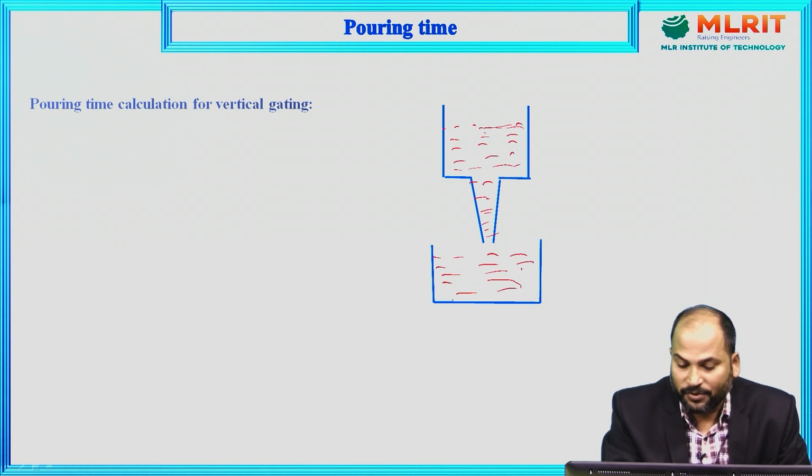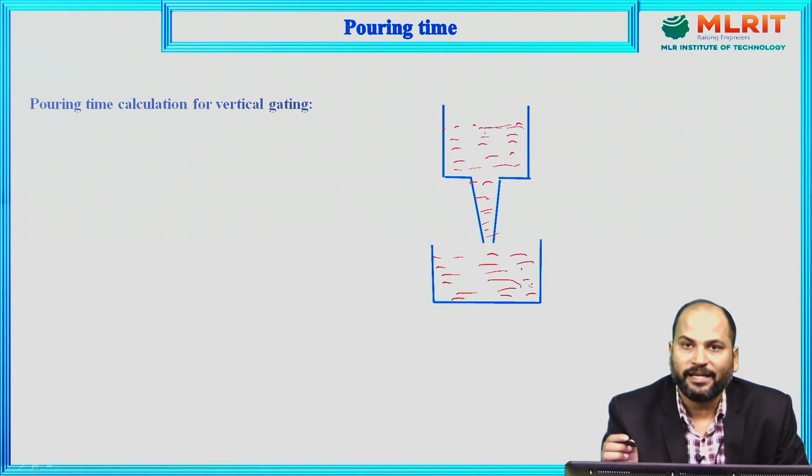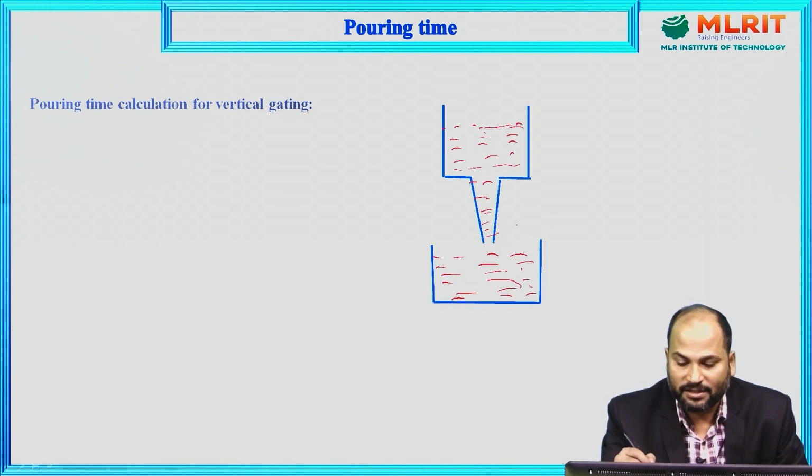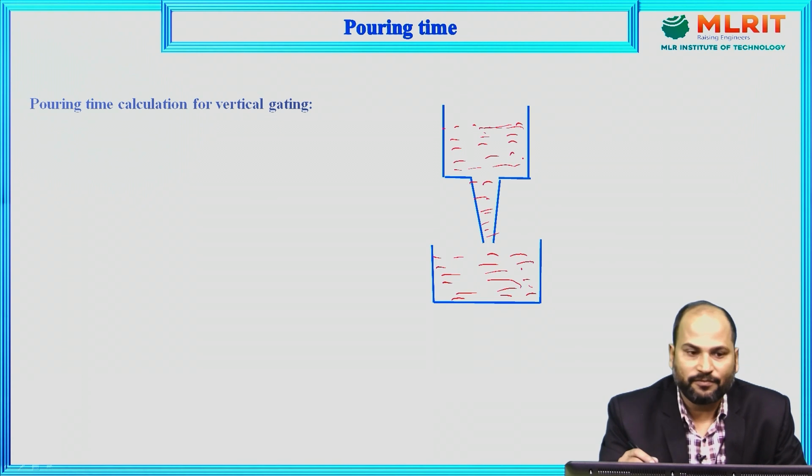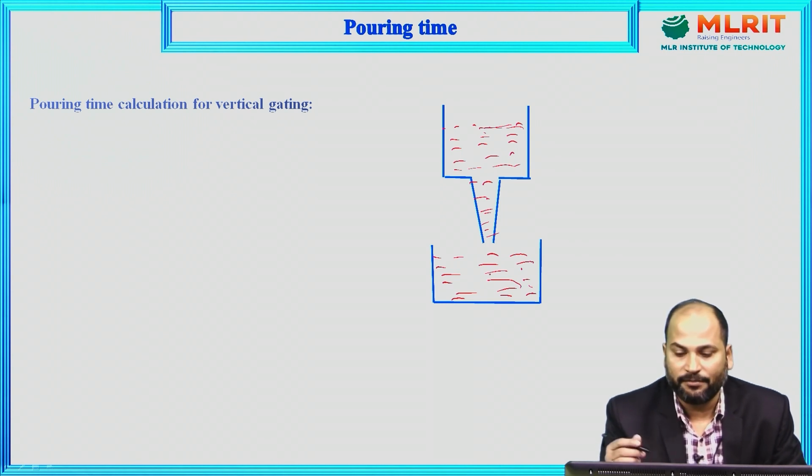So what is the meaning of pouring time? The meaning of pouring time is how much time liquid is taking to fill completely this mold cavity. This is known as pouring time. So this diagram is for vertical or the top gating system. So we are going to calculate how much time it will take to completely fill the mold cavity.